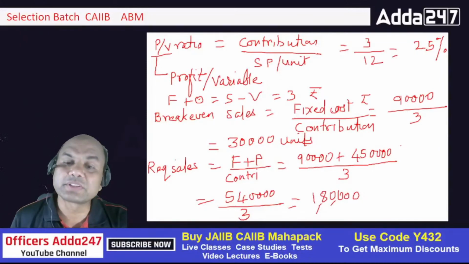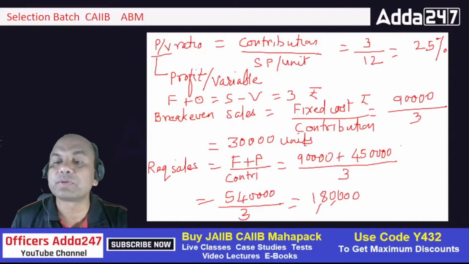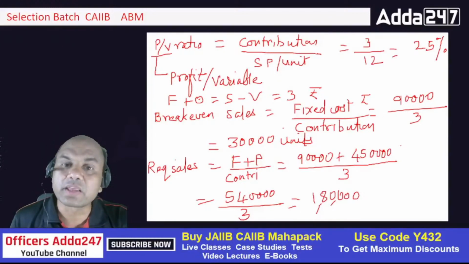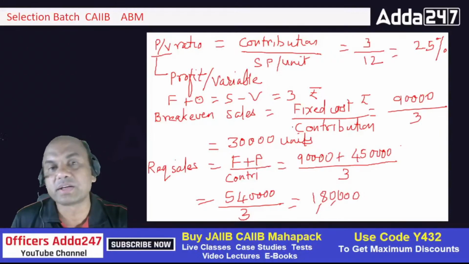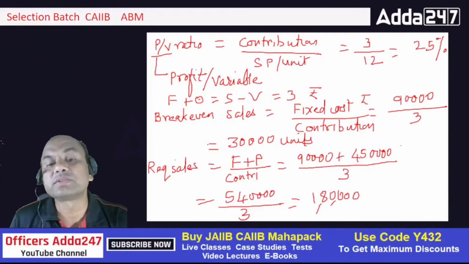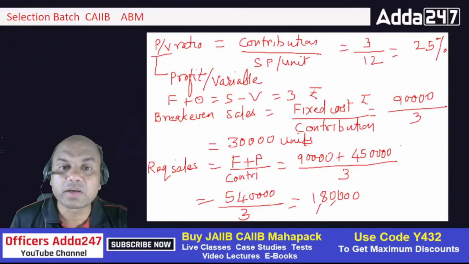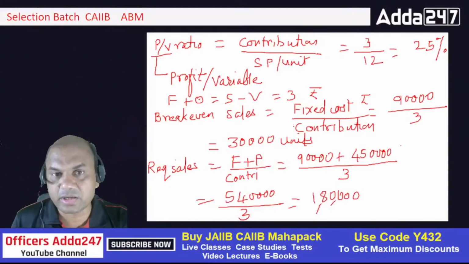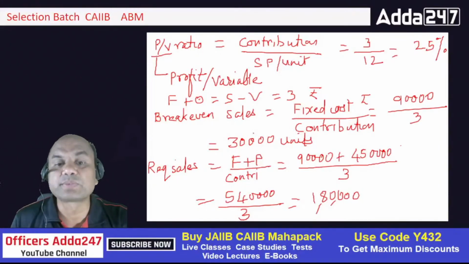Right? So break-even sales equals 90,000 upon 3. So it is 30,000 units. So to break even, I'll have to produce 30,000 units. At 30,000 units, I'll have neither profit nor loss. Okay, got it? Clear? Break-even sales means 30,000.